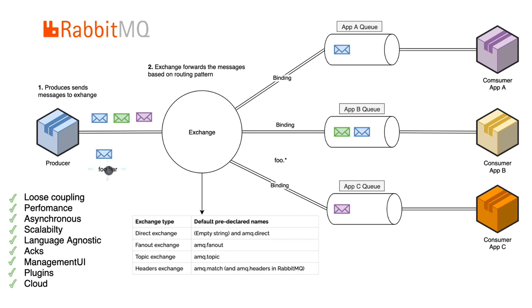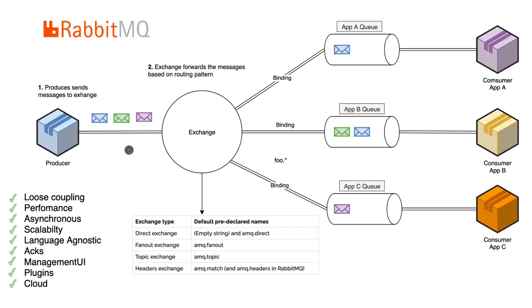So this is a partial match, right? So full.bar matches this binding, therefore this message will be sent across in here. Then you have the header exchange, which uses the message header instead of the routing key. So obviously this is a bigger decision that you need to make according to your needs, but this is pretty much how it works.